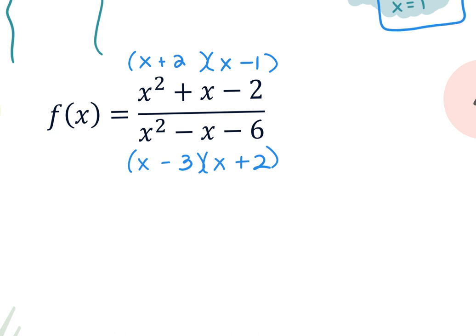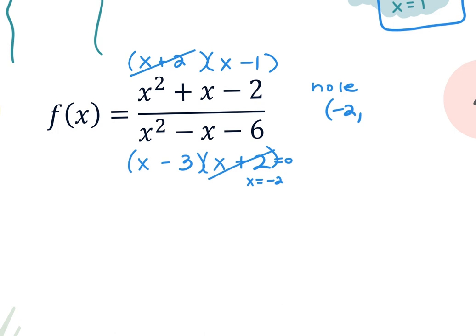Can I cancel something out this time? Yep, the x plus 2's can cancel. And what that does is my asymptote at x equals -2 just became a hole. So there's a hole at whatever value of x I would have gotten had I kept it, right? So if this is equal to 0, x would equal -2. So that is the x coordinate of the hole. You're going to see it on the graph. There's actually a hole at that point. We're going to graph it.